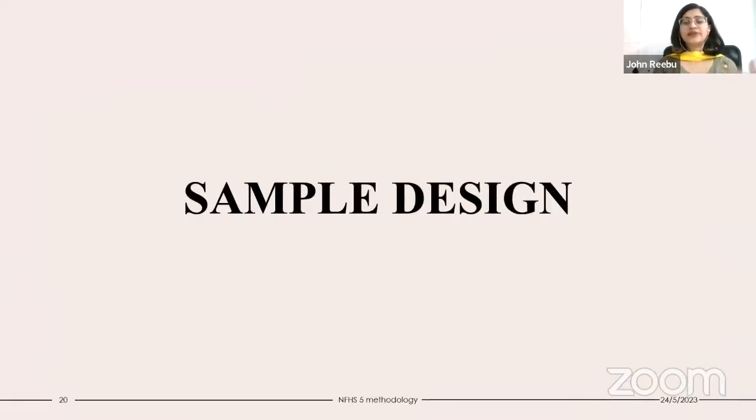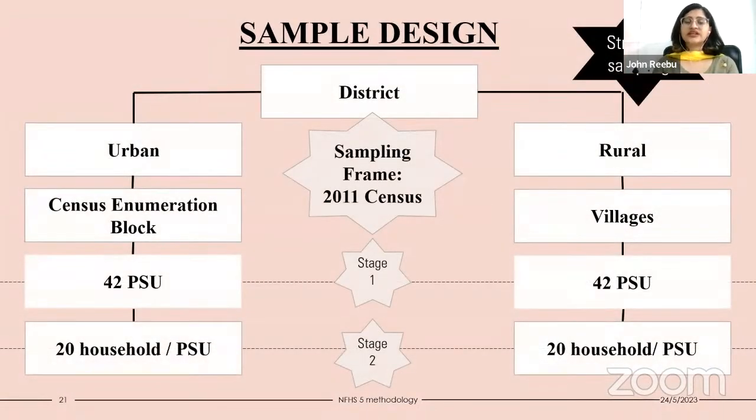So now let's see the sample design. How did they go about conducting the study? I mean, what was the design followed for conducting the survey? So as you know, the National Family Health Survey includes the population. It's a survey of the population of whole of India. And population of India is a very heterogeneous population. So which is why they followed stratified sampling.